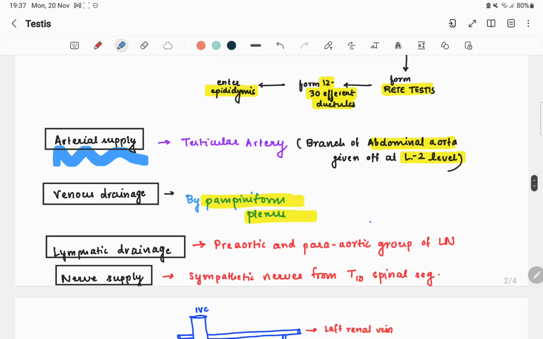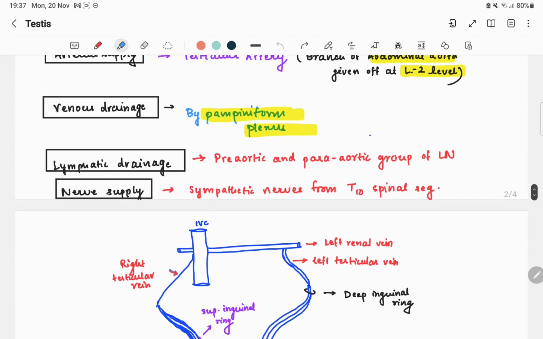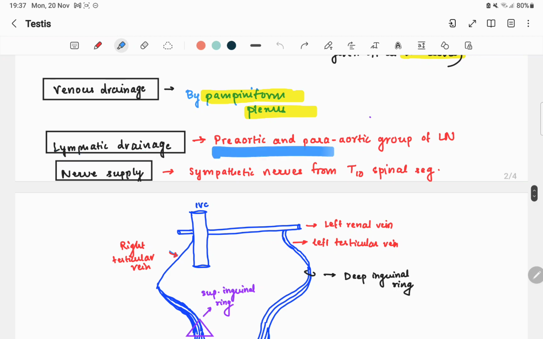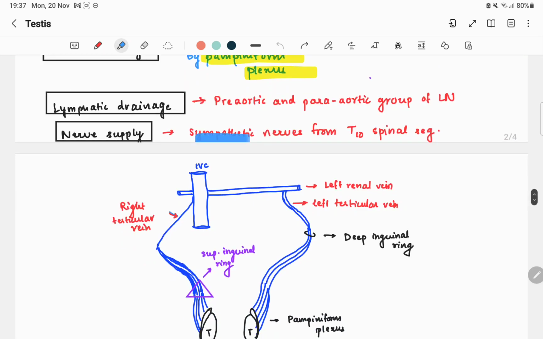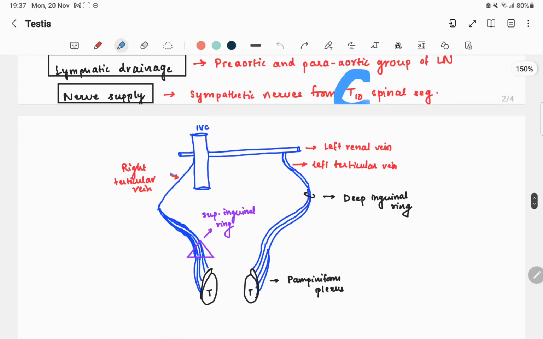Okay. Your arterial supply is the testicular artery, which is a branch of the abdominal aorta at the L2 level. Venous drainage is via the pampiniform plexus. Lymphatic drainage is via the pre-aortic and para-aortic group of lymph nodes. Nerve supply: what is the nerve supply? It is supplied by the sympathetic nerves from the T10 segment.